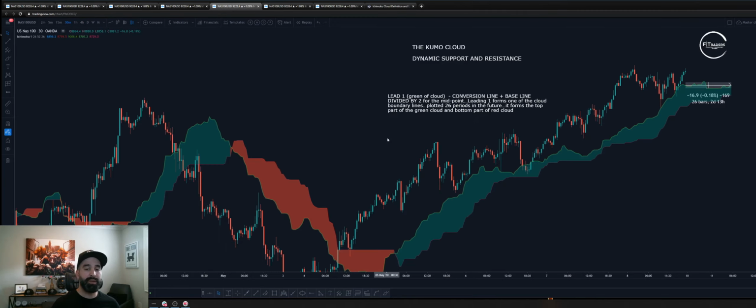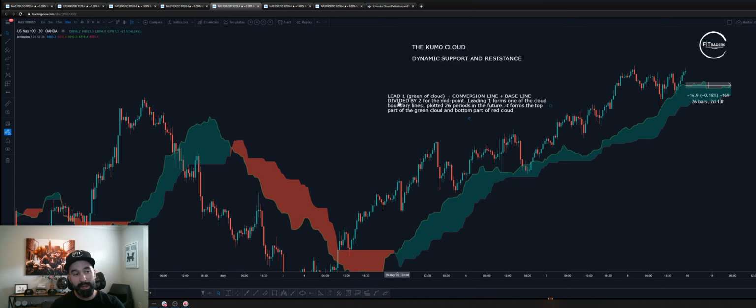Let's move on and talk about now the Kumo cloud. This is my favorite tool. This is what I use. I don't use the conversion line. I don't use the baseline. I don't use the lagging span, but the Kumo cloud is a staple. This is dynamic support and resistance. Big time support and resistance.